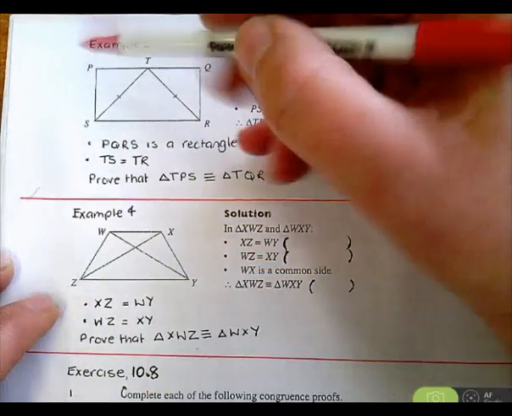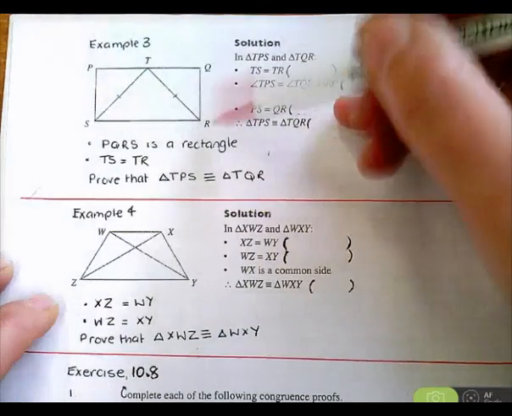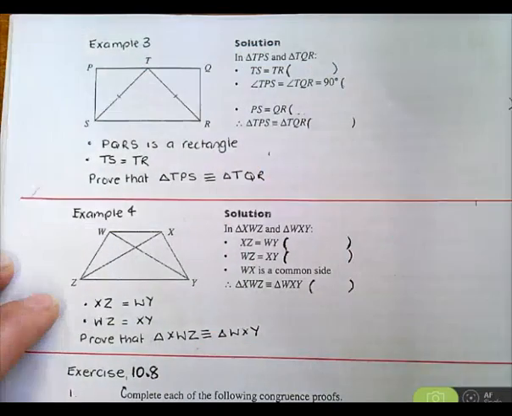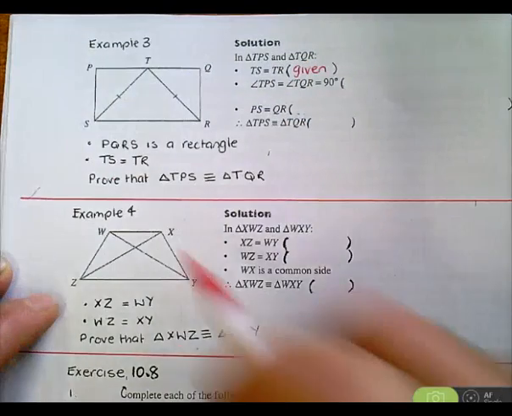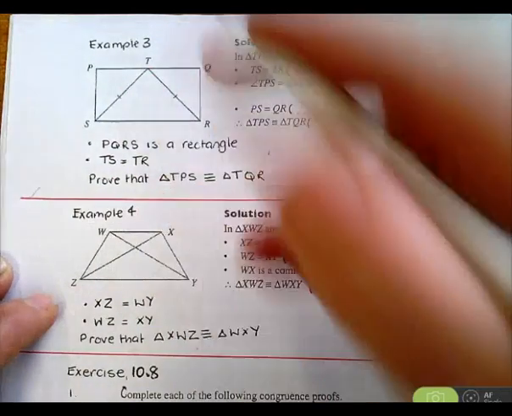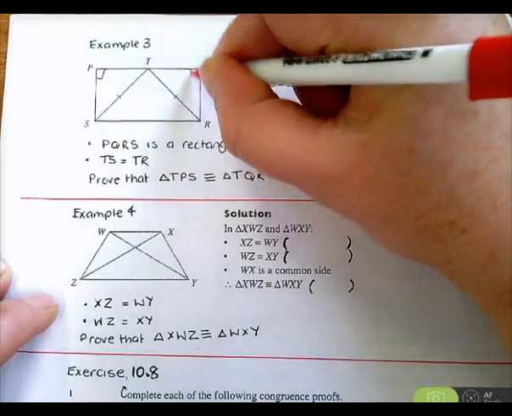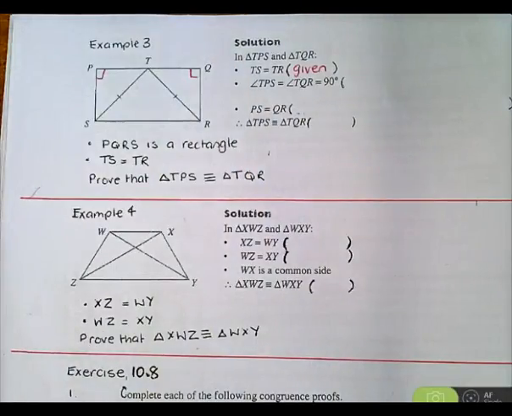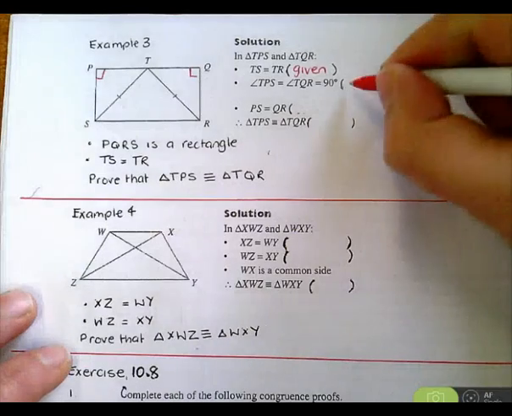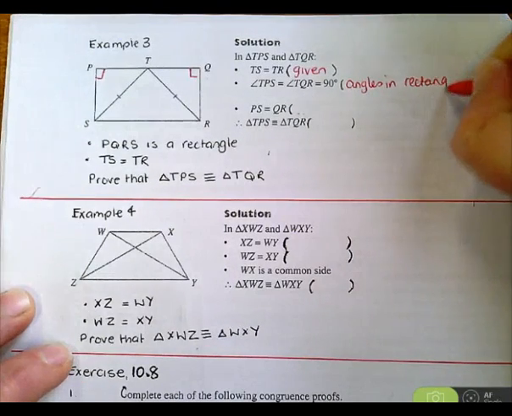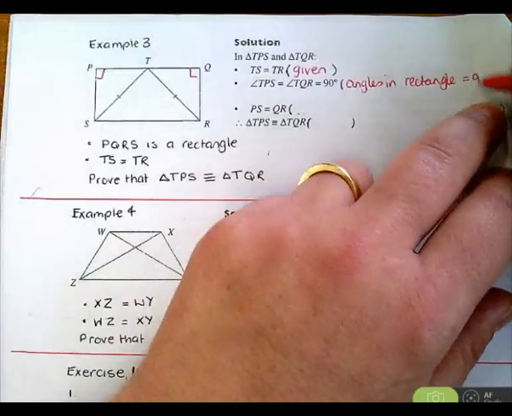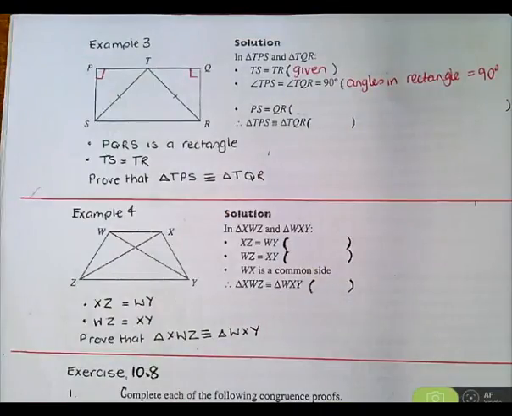So in these triangles, we've got TPS on the left and TQR on the right. TS equals TR. Why? That was definitely given because it's written down there. Then we've got that angle TPS equals angle TQR, which is 90. That's not given. Why do you know that they're 90? You don't just write property of a rectangle. You can put that the angles in a rectangle are equal to 90 degrees.